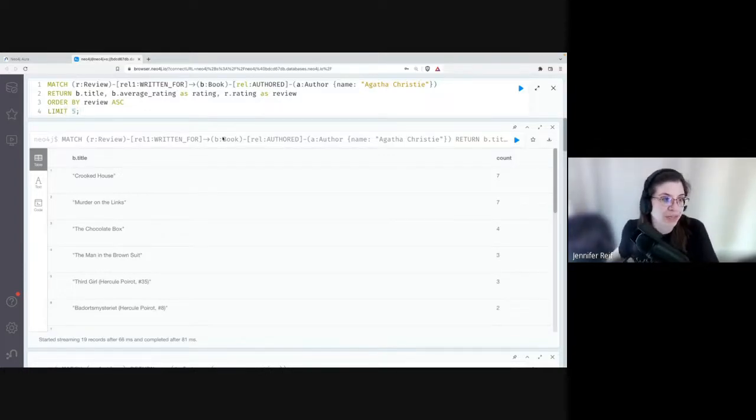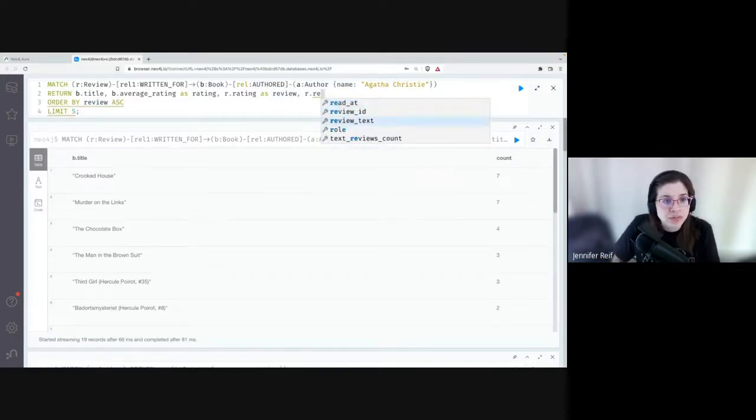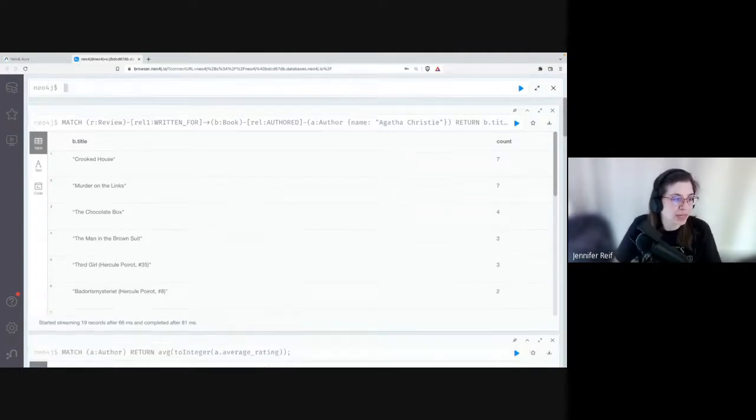So we're going to grab Agatha Christie's books that have reviews for them. We're going to pull out the book's title. We're going to grab the book's average rating, because maybe we would want to look at that and keep that in our analysis. And then we're going to grab the review's rating as the review. Oh, I also want to grab the review text. You know what? I'm going to call this review rating, and then order by the review rating. That's a little bit clearer, I think.